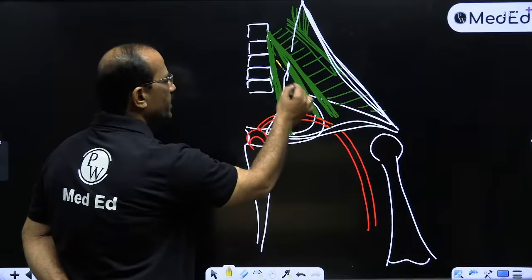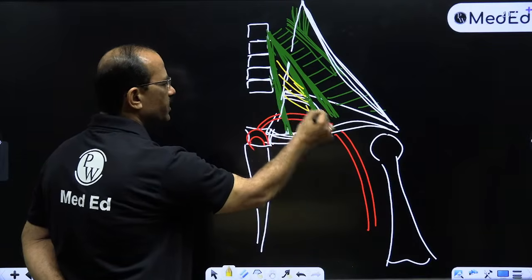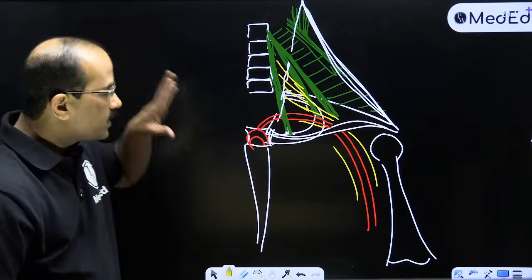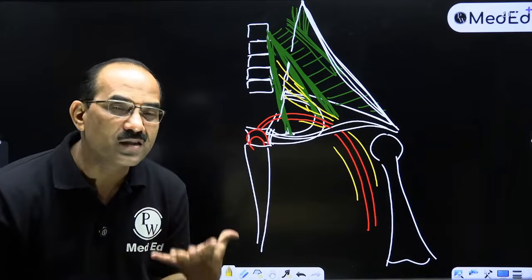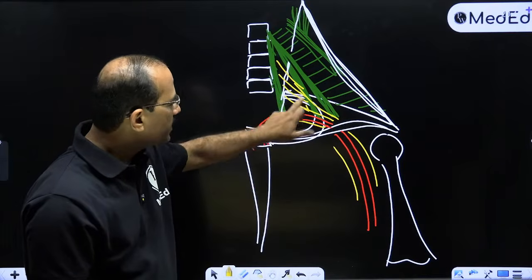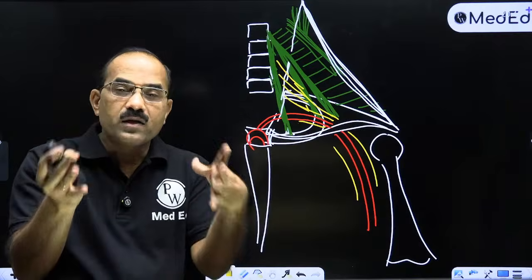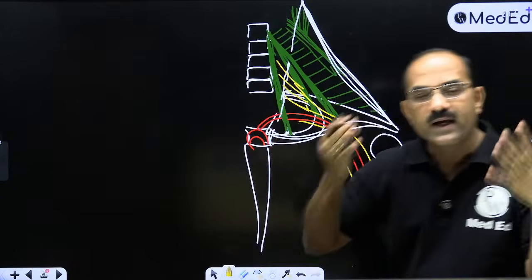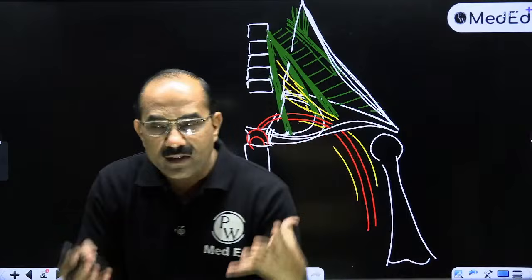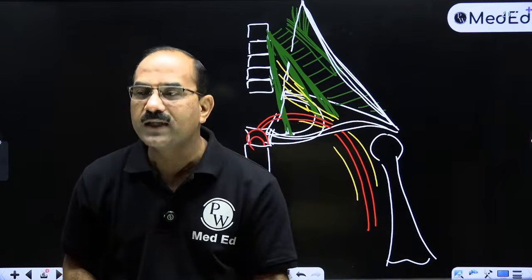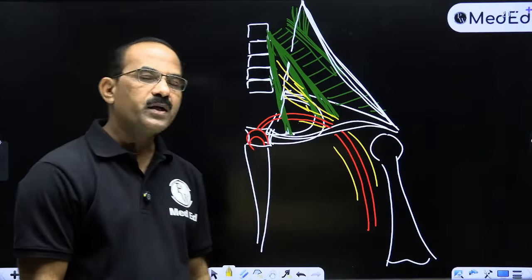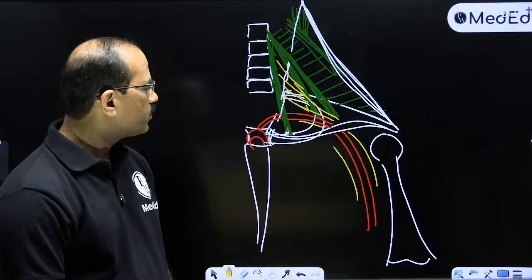Something else here. This is C5, C6, C7, C8 and T1. And what's that? That's the brachial plexus. So now you tell me, students, what am I asking you? This subclavian artery and the brachial plexus, where do they lie? They are going to lie in the posterior triangle of the neck. And what are they going to form for the posterior triangle?